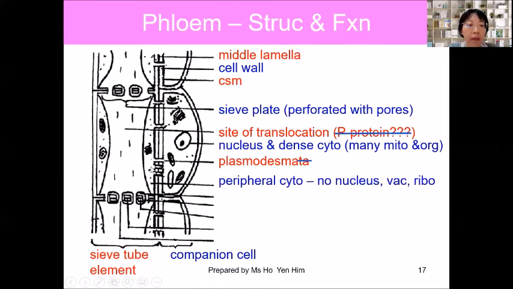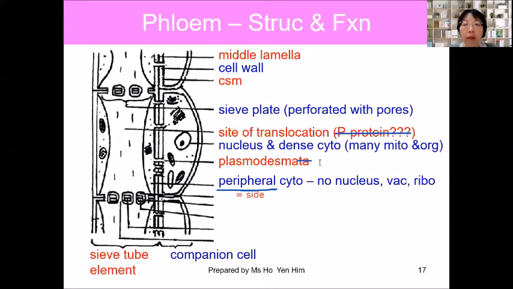And then the cytoplasm of the sieve tube element are all pressed to the side. So it's called peripheral. Peripheral means at the side. So the cytoplasm are all pressed to the side so that the center is empty, so that it will reduce resistance for the flow of material.